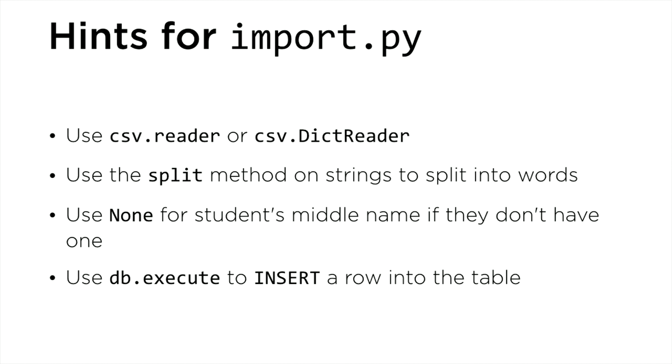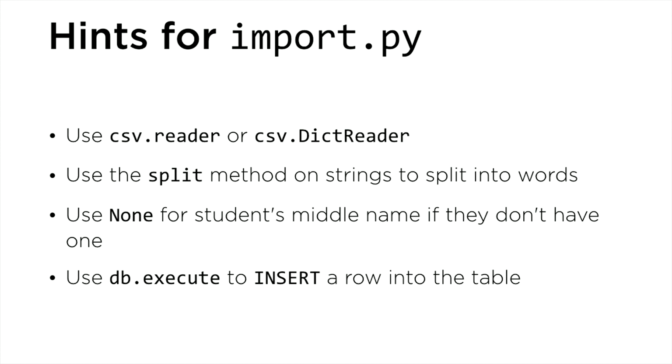Next, you want to figure out some way of taking a string like Harry James Potter or Luna Lovegood and somehow splitting it up into a first, middle, and last name. To do this, you might use the split method on strings, which splits up a string into individual words by separating it based on where the spaces inside of that string happen to be.